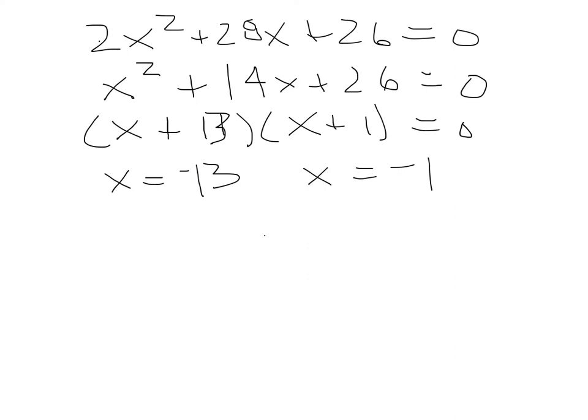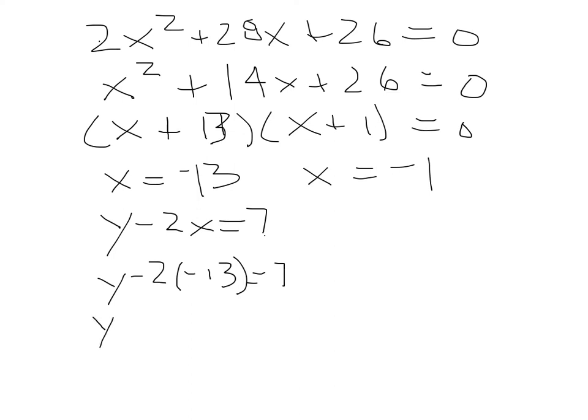How can I find y? Well, I can substitute into one of the first two equations. I like this one, so I'm going to go ahead and put that x in there and solve for y. So I'm going to have y minus 26 equals 7. Oh, wait, it appears that I have a sign error here. This should be positive 26. I will subtract 26 from both sides. 7 minus 26 is negative 19. That means the first point of intersection between this parabola and line would be negative 13 comma negative 19.